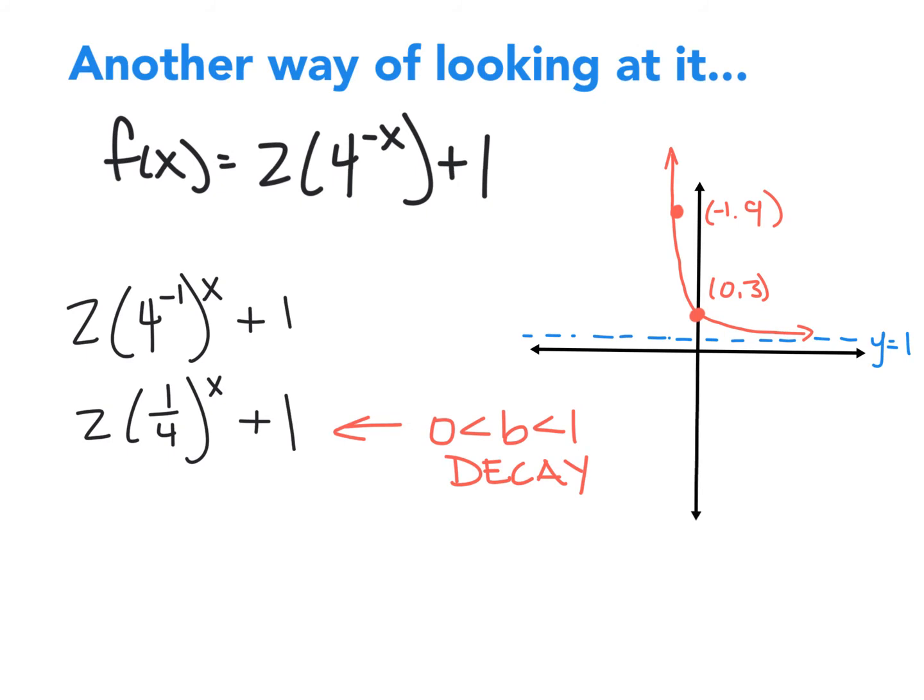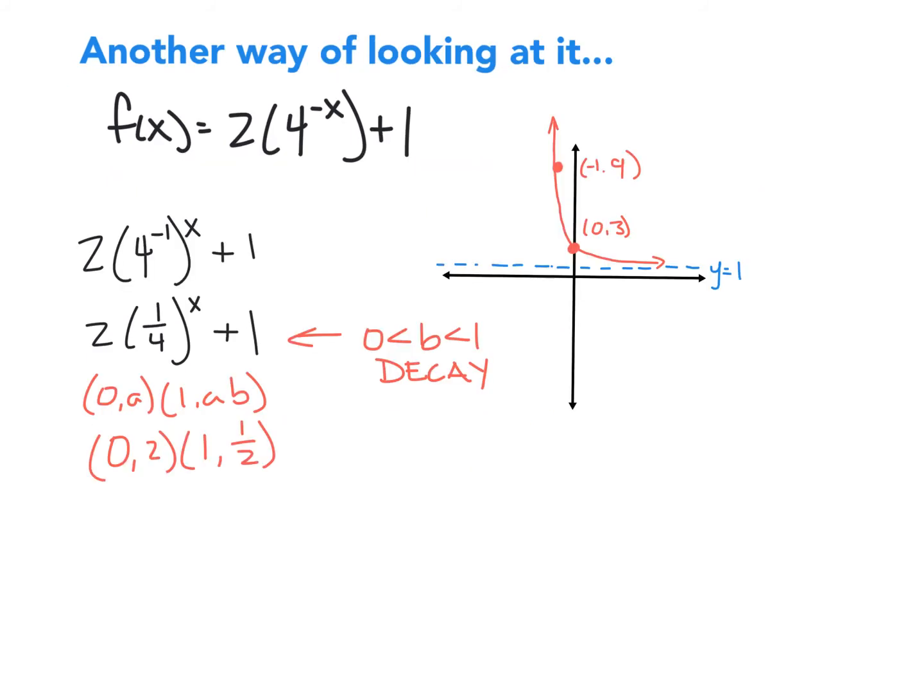And here we have exponential decay because this b is between 0 and 1. Well, doesn't this graph look like decay? It is. And we can actually find another point right inside of here. Doing the (0, a), (1, ab), we have (0, 2), (1, 1/2). And shifting the y's up 1, we now have (0, 3), (1, 3/2).